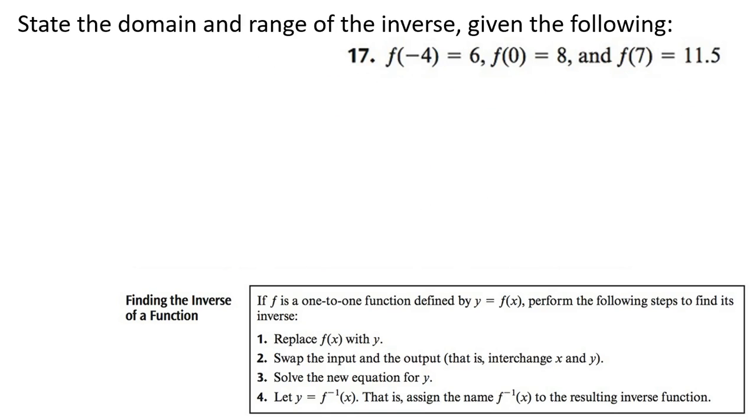Number 17 is exactly the same problem. It's just given in function notation. But we know that this is always my input, right? And f of -4, this would be my output. Would be 6. So in other words, function notation just tells me a point.